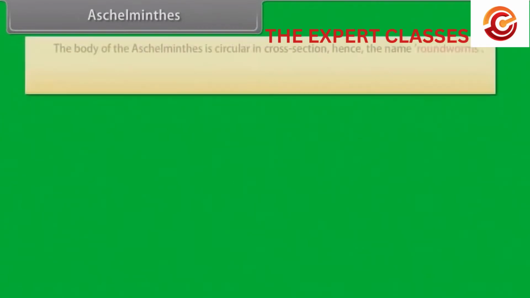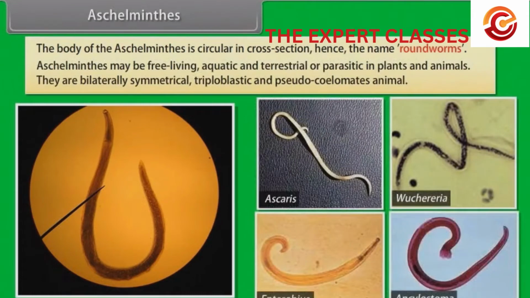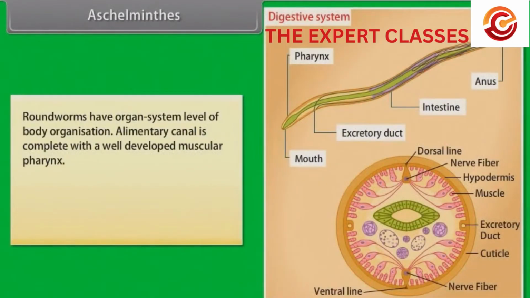Aschelminthes. The body of the Aschelminthes is circular in cross-section, hence the name roundworms. Aschelminthes may be free-living, aquatic and terrestrial, or parasitic in plants and animals. Aschelminthes are bilaterally symmetrical, triploblastic and pseudocoelomate animals. Roundworms have organ system level of body organization. Alimentary canal is complete with a well-developed muscular pharynx.